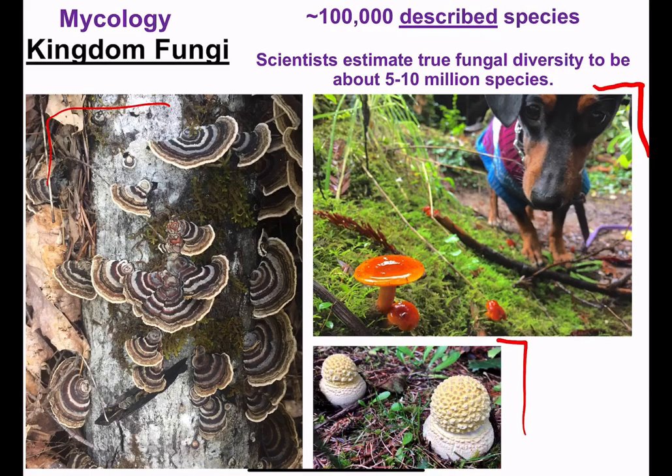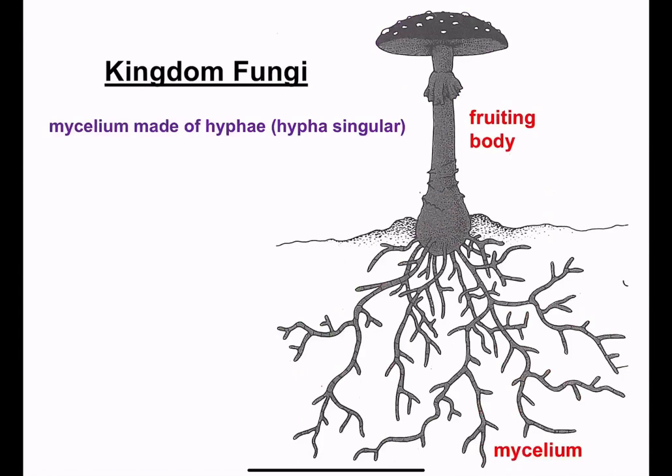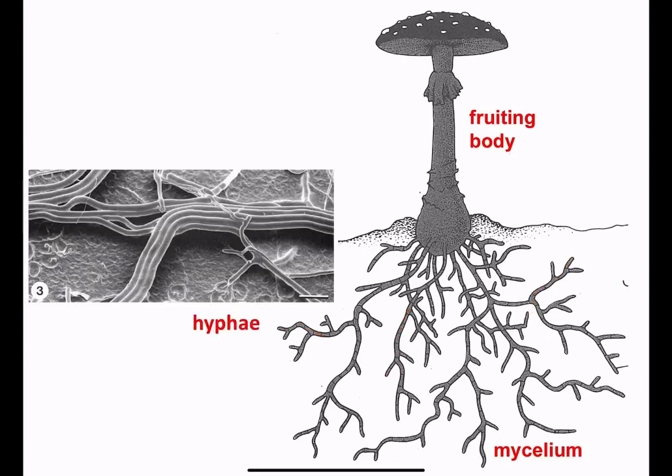Who knows? Okay, so let's talk about kingdom fungi. What do they all have in common? Well, they all have mycelium made of hyphae. So what is that? Well, a mycelium is sort of a mass of hyphae. And a hypha is sort of one of these filaments. Okay? So like we've got a hypha over here, we've got a hypha over here. Together, all of these branching filamentous structures, the hyphae, are called mycelium.